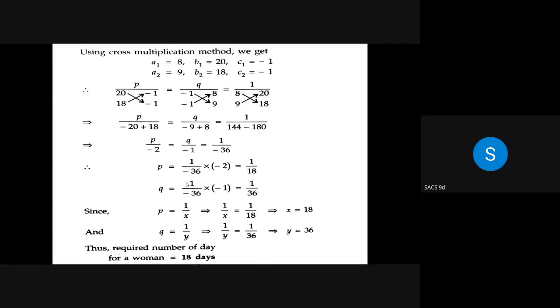So after solving, I get p as 1 by 18 and q as 1 by 36. But x and y are reciprocals of p and q. So x is 18 and y is 36. That means x is the total number of days taken by one woman. So that is 18 days. And total days taken by a man to finish the work will be 36 days.